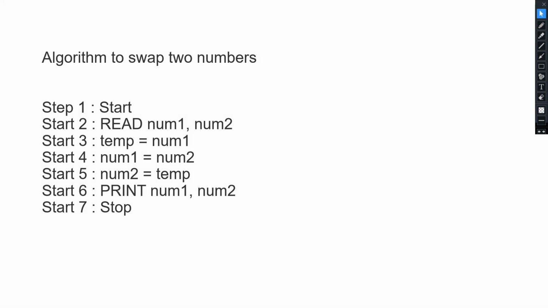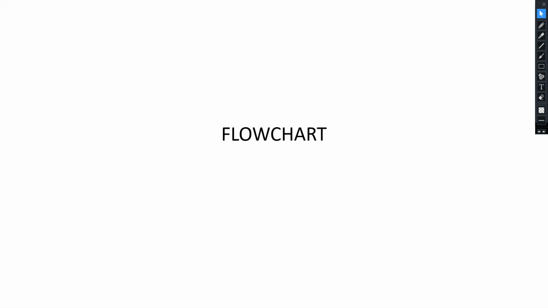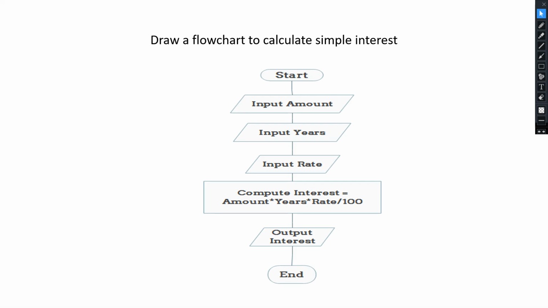Now children, I would like to move to the next slide. In the next slide, I would like to tell you about the flow chart. What is a flow chart? It is a pictorial representation of an algorithm. The first flow chart is to calculate simple interest. Now I would like to explain a few things. Children, these two are the start and stop boxes. From here the flowchart will start and here it gets terminated.